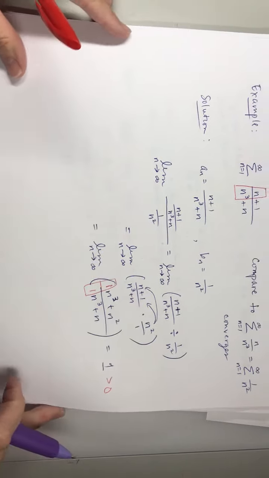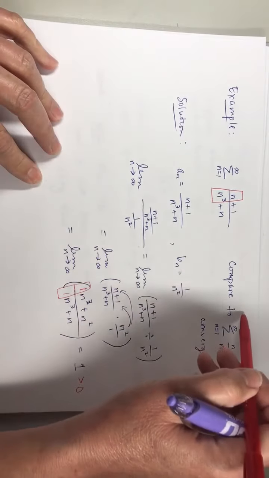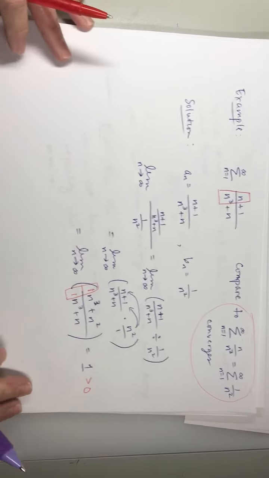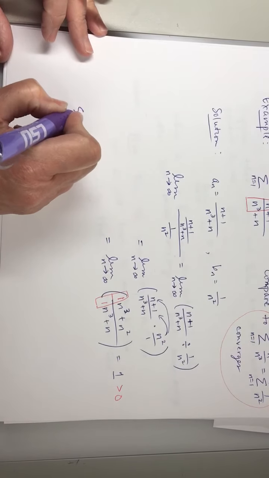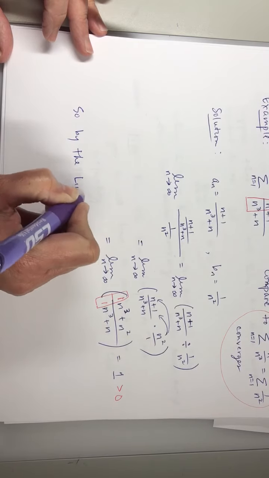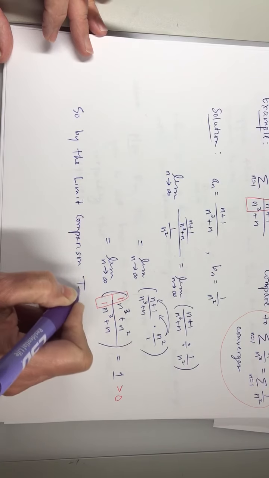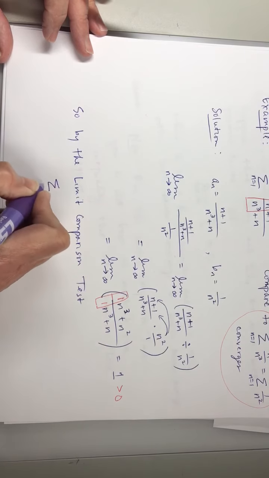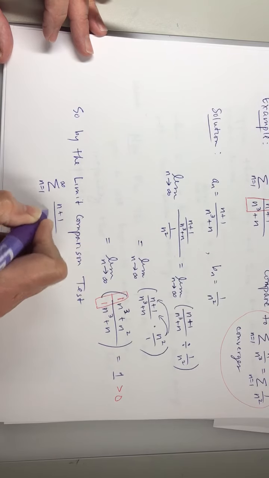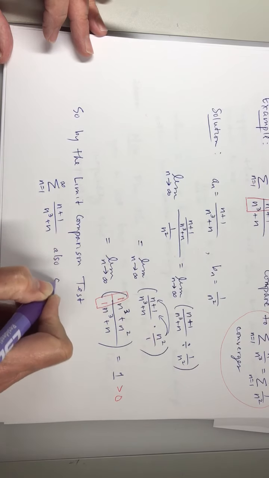Well, we already said this one that we know about converges. So the one we're looking for, by the limit comparison test, this series as n goes from 1 to infinity of n plus 1 over n cubed plus n also converges.